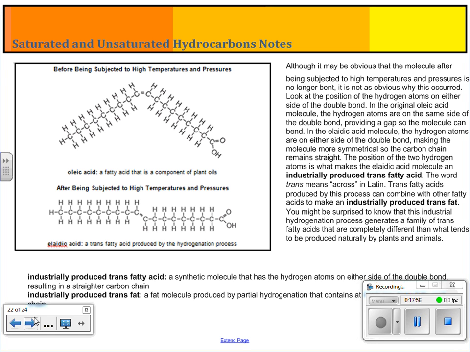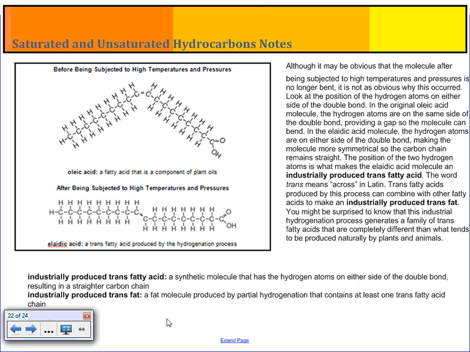Trans fatty acids produced by this process can combine with other fatty acids to make an industrially produced trans fat. You might be surprised to know that the industrial hydrogenation process generates a family of trans fatty acids that are completely different from what tends to be produced naturally by plants and animals. So, an industrially produced trans fatty acid is a synthetic molecule that has hydrogen atoms on either side of the double bond, resulting in a straight carbon chain. And an industrially produced trans fat is a molecule produced by partial hydrogenation that contains at least one trans fatty acid chain.